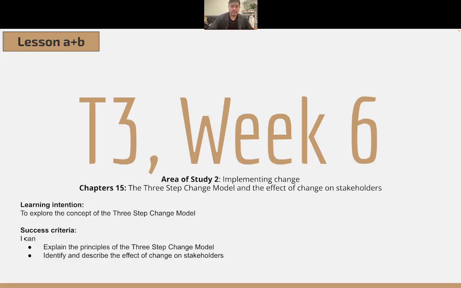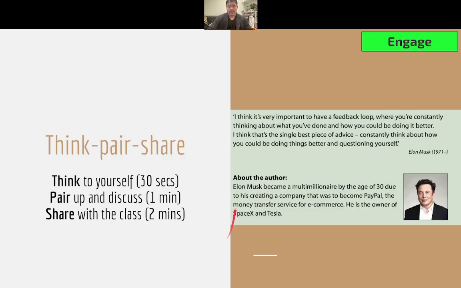All right, so welcome to Area of Study 2, Chapter 15. This is talking about the three-step model and the effect of changes on the stakeholders. We are going to be exploring the three-step change model as part of our learning intention, and the success criteria is I can explain the principles of the three-step change model and identify and describe the effect of change on stakeholders. So this is the think, pair, share that we have for today.